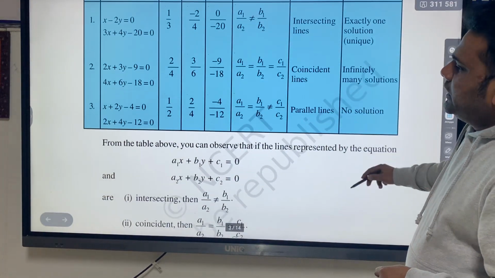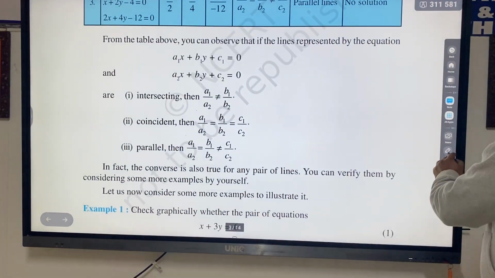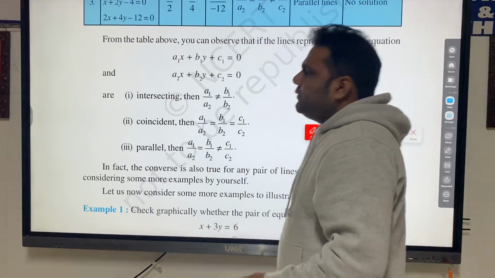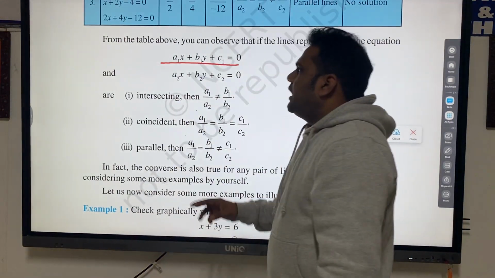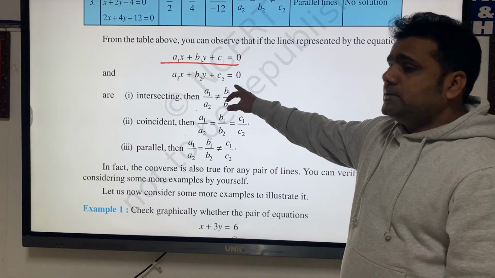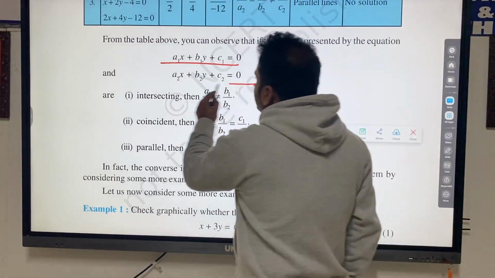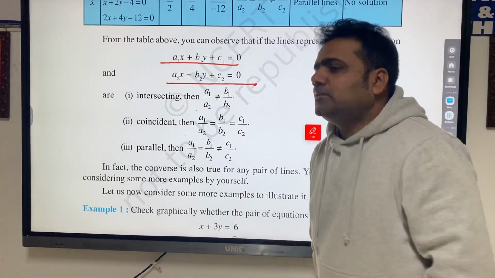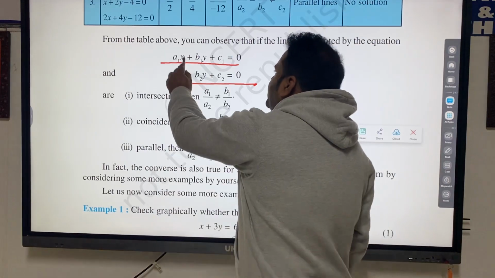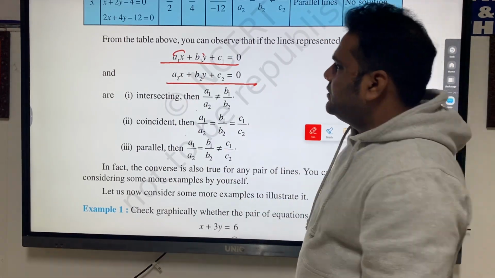Now this one, you see, so Bhupendra, this is a1x plus b1y plus c1 equal to 0, and this is a2x plus b2y plus c2 equal to 0. So what is this? This is the standard equation for pair of linear equations. So a1 is the coefficient of x and b1 is the coefficient of y and c1 is a constant.